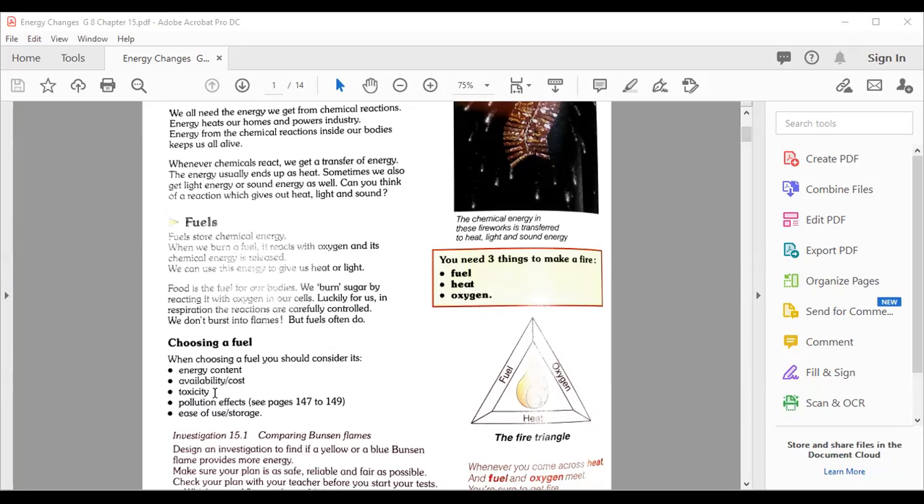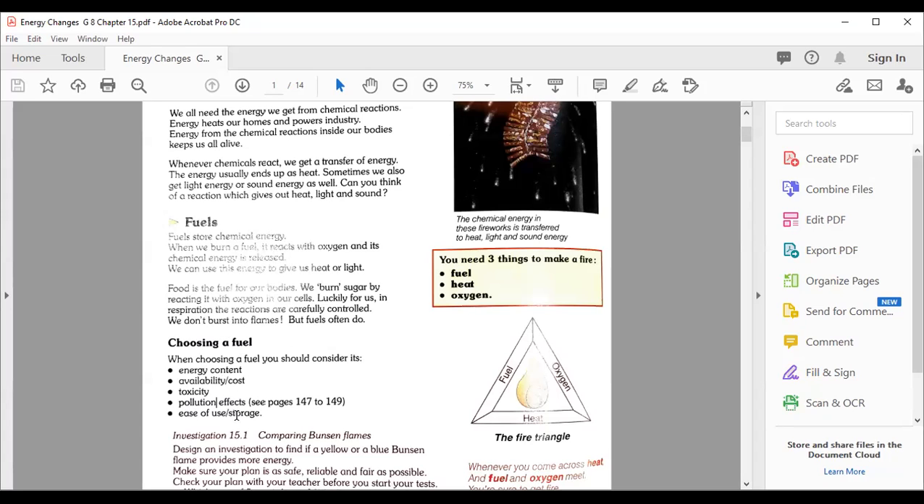It will not be too toxic. It is not going to harm any other life, like animals, plants, or even yourself. Now number 4, pollution effects. That we will discuss on page number 947 to 149, that we already learned about.